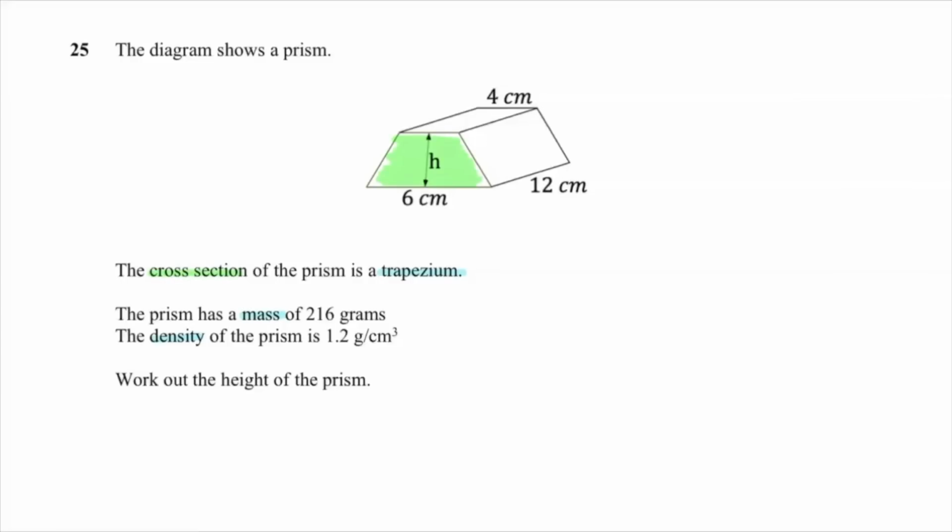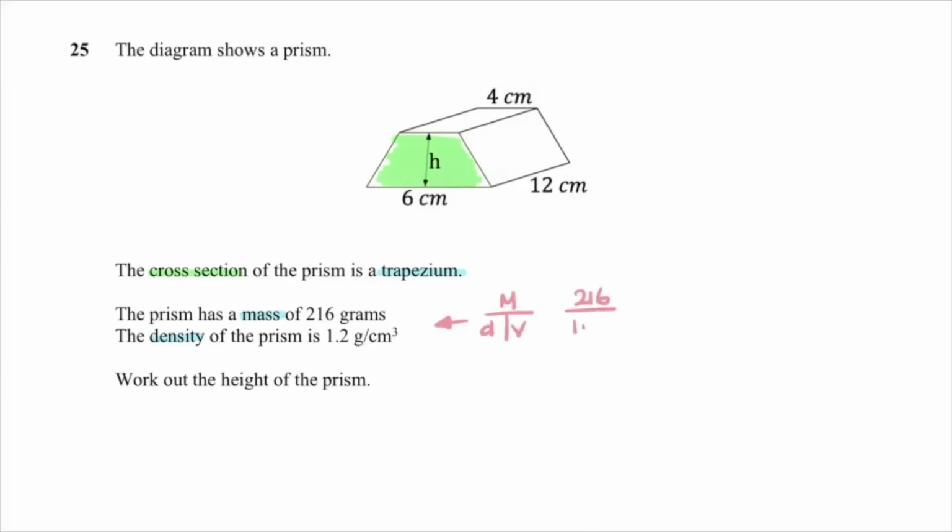We're going to start the problem here. We've got the mass and the density, which means we're able to find the volume. Once we have the volume of our prism, we will be able to use that to help us find the height. Mass, density, volume is our triangle. Mass is at the top.